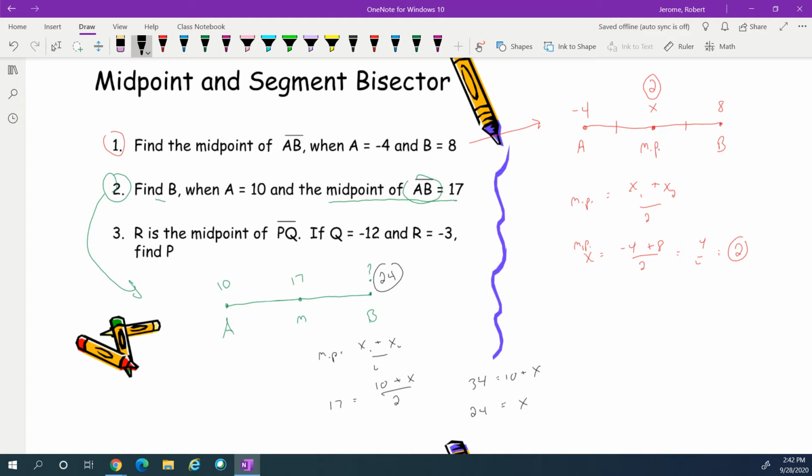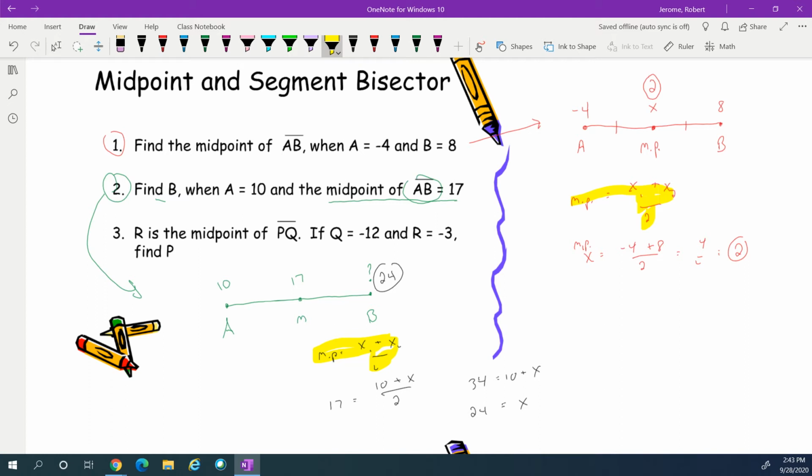The big issue here is plugging things in correctly. The formula that we're using is very simple. Midpoint equals x1 plus x2 over 2. Same formula, even though we were looking for different things. The way we substitute is where we have to be careful. Identify endpoint 1, endpoint 2, midpoint, and that way you can plug it in correctly.